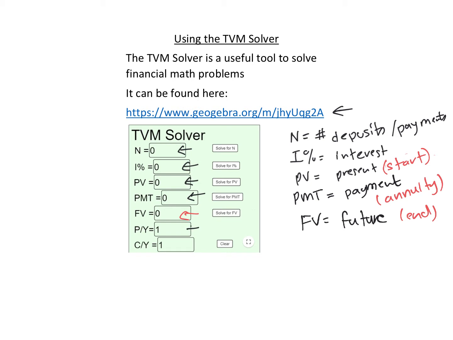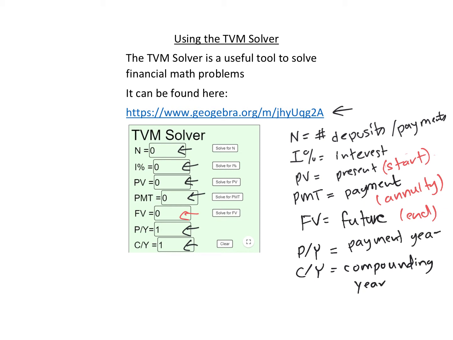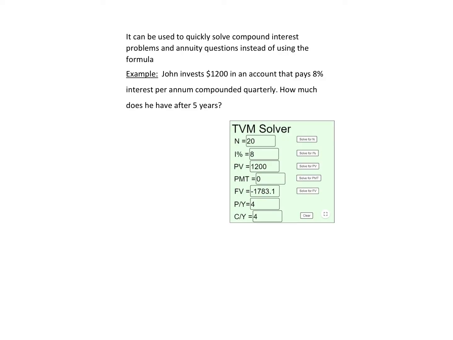And then we have PY and CY, which are always the same. CY is how often it's compounded, so compounding per year, and PY is payment per year. Usually we deposit money at the same rate as we get it compounded. Those are very rarely different. That's usually something that we do in a grade 12 class, but not in grade 11. Okay, so let's look at some examples.